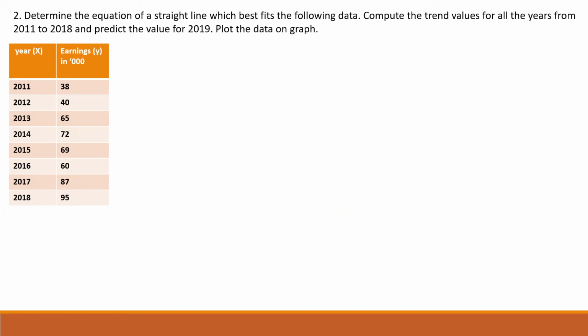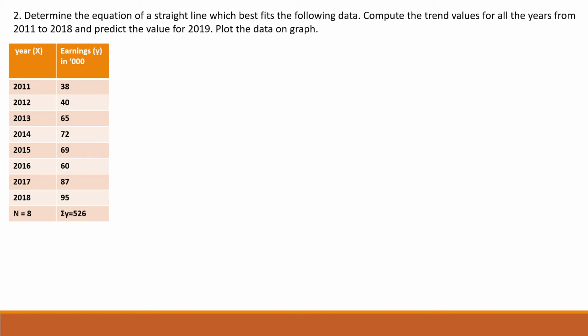In the previous problem the number of years was 5, but in this case the number of years is 8, that is an even number. Then the taking of the origin will differ. So first we have to calculate n. n is 8, the total number of years given. Next, summation y, the total of the y column, equals 526.